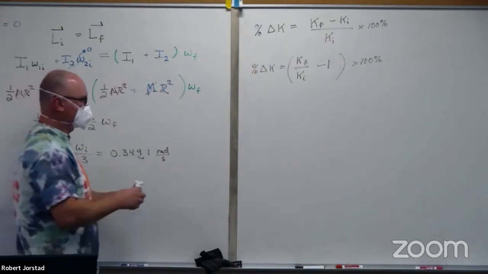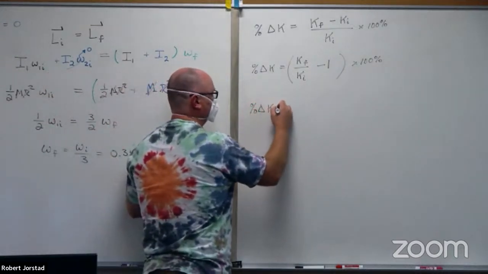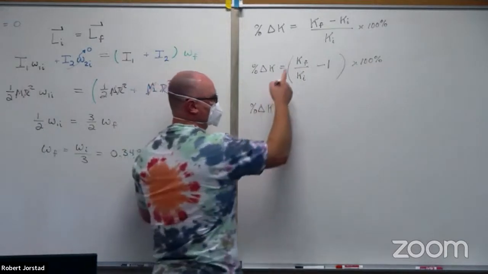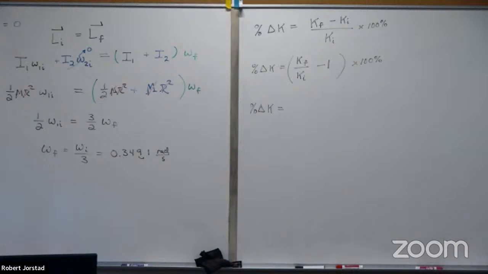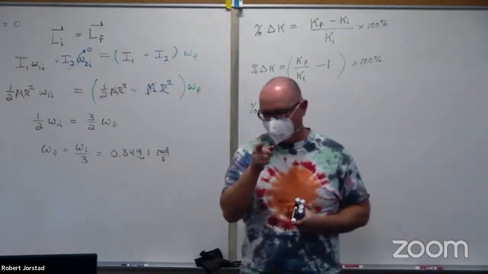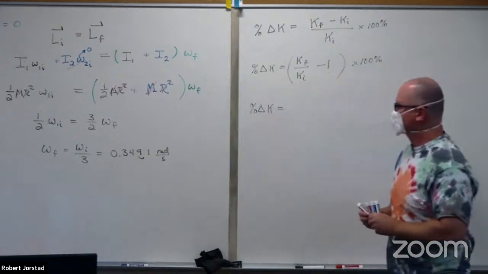Well, now in this case, the formula for K final, what's the formula for kinetic energy final? 1/2 mv squared. No, that's for translation. So what's the rotational equivalent? Because do you agree we're rotating now? Yeah.